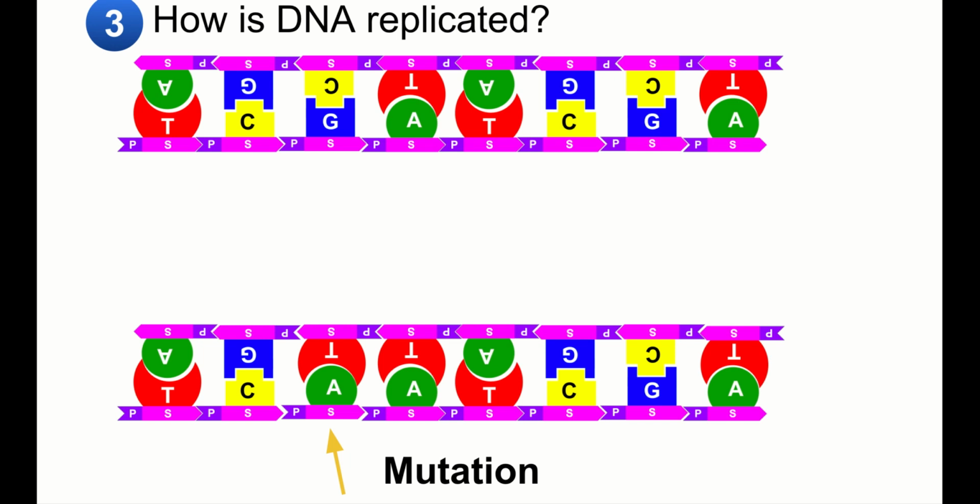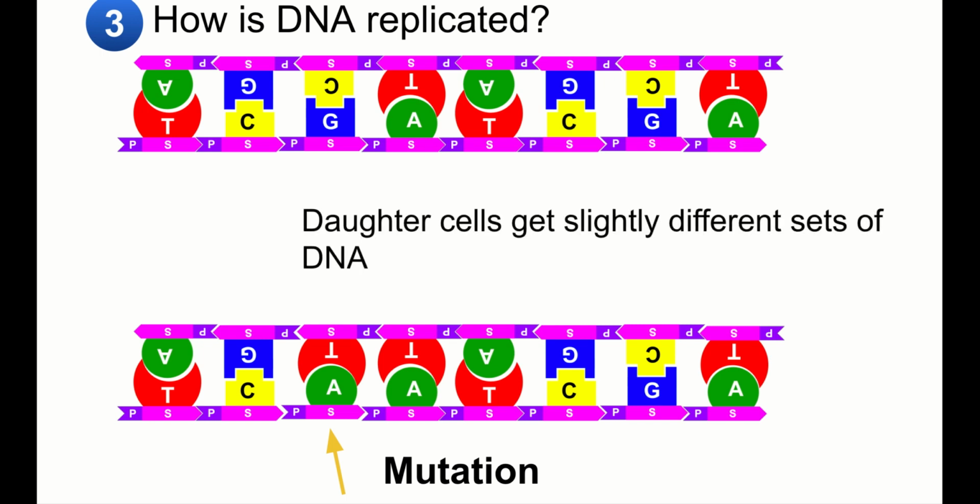This is actually what a mutation is. This is a change in DNA, and this is how it happens. In this situation, if there is a mutation made on one strand, the daughter cell that inherits that strand, this bottom strand, will get the mutated DNA. Our daughter cells will get slightly different sets of DNA. So that's how a mutation is created and how it ends up being passed on to one set of daughter cells. And that's the information that you need to know about.